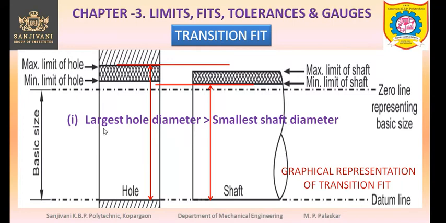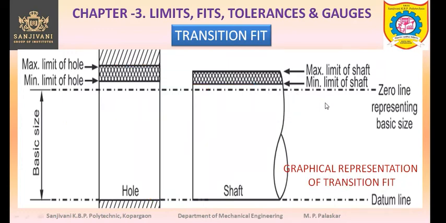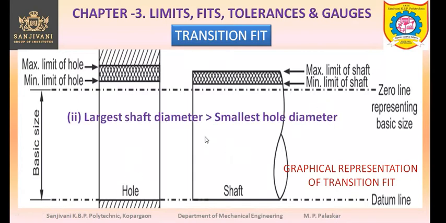The first condition is very clearly satisfied. Here you can see very clearly that the largest hole diameter is greater than the smallest shaft diameter. This is the smallest shaft diameter and this one is the largest shaft diameter. But here we are talking of the smallest shaft diameter, and this is the largest hole diameter up to the maximum limit of hole. Now we will go to the second condition. What is the second condition? Largest shaft diameter should be greater than smallest hole diameter.